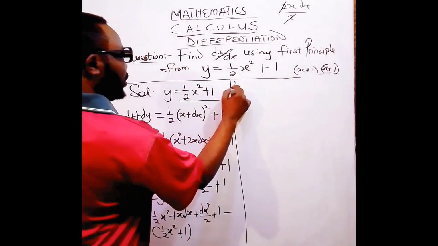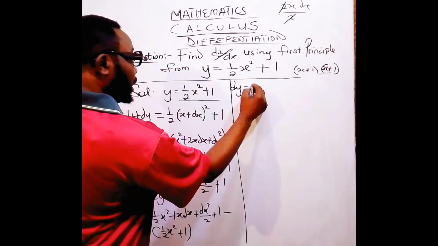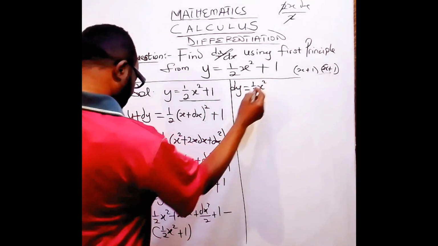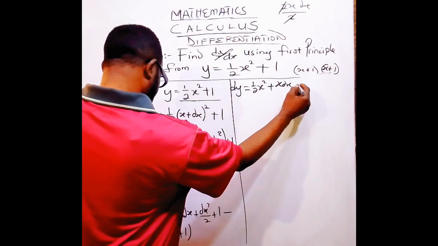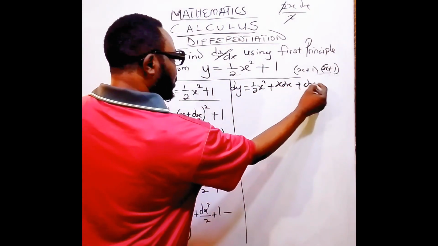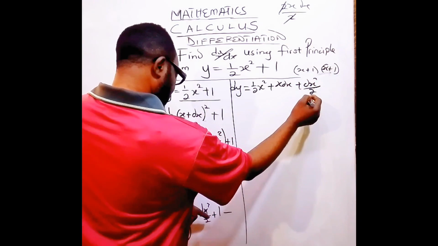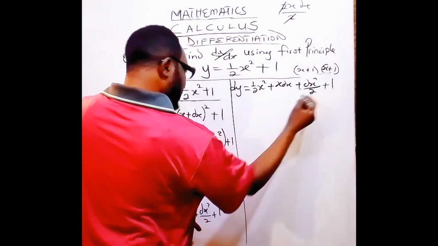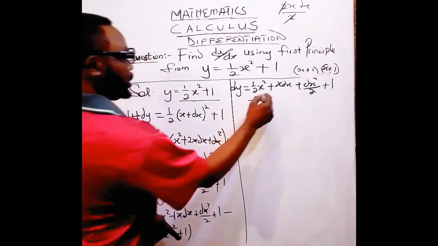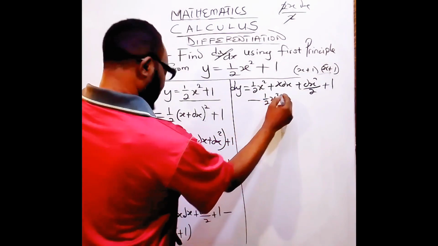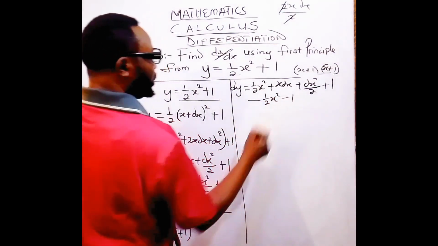You are going to have change in y equal to half x squared plus x dx plus dx squared over 2 plus 1 minus times half x squared, that was minus half x squared minus 1 as well.